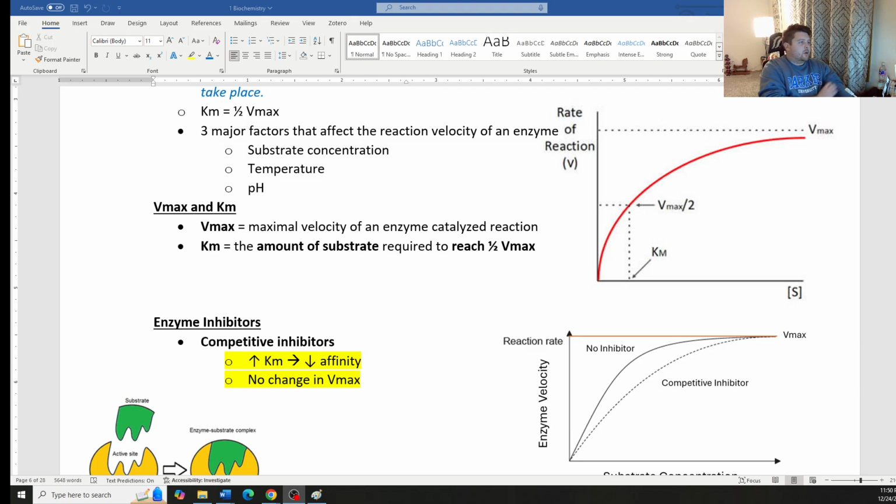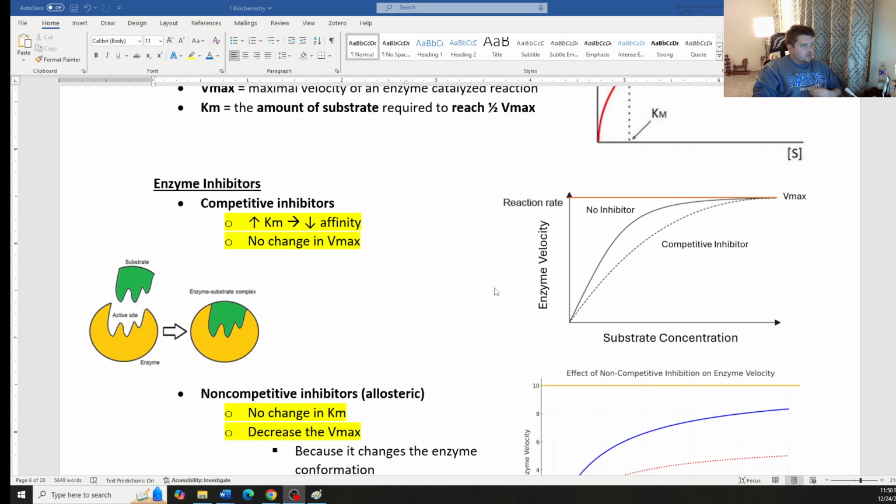Continuing our talk about enzymes, we want to get into something called enzyme inhibitors. These are substances that actually block or stop the enzymes from functioning as they were meant to. And we have two different types. We have competitive inhibitors and then non-competitive or allosteric inhibitors.